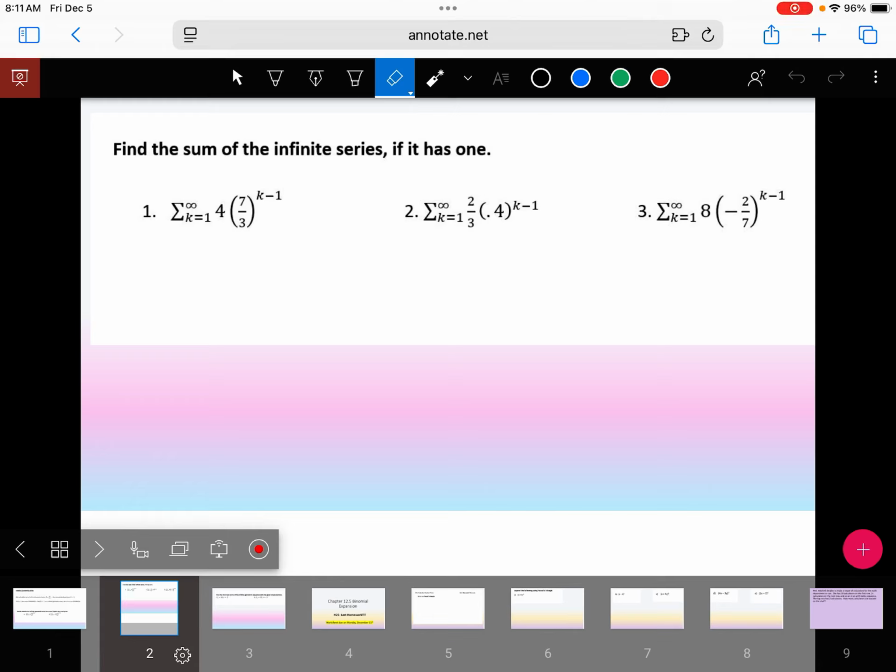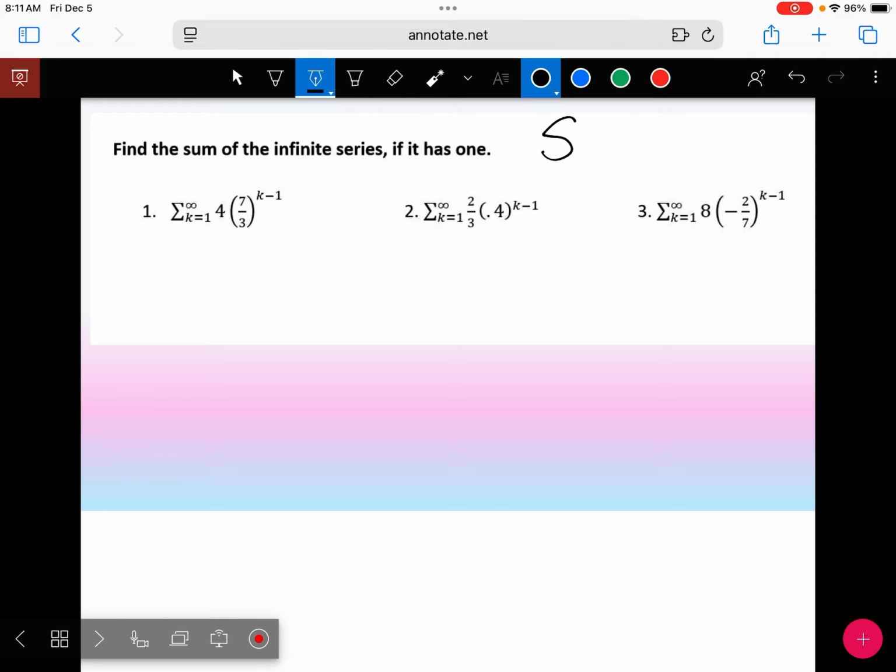So in order to use this formula, which is the sum of an infinite series is T1 over 1 minus R, the series has to converge, which means that the absolute value of the R value has to be less than 1. So let's look at these 3 questions and figure out which one has a sum and which one does not.